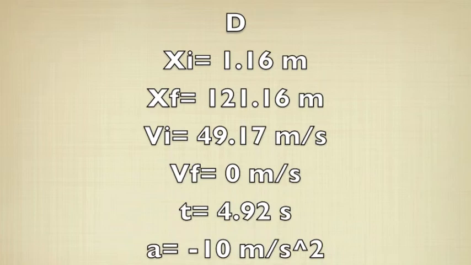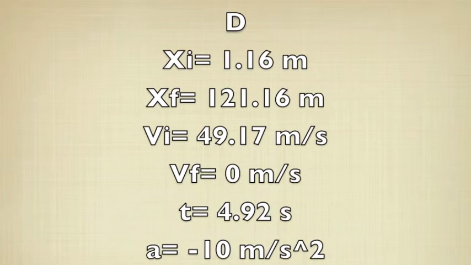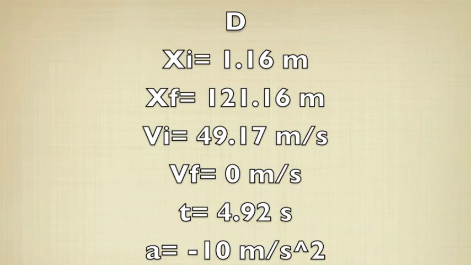We calculated to find that the time was 4.92 seconds, and we already knew that the acceleration was minus 10 meters per second squared. And that is how a certain type of hit, in this case a fly ball, relates to physics and, more importantly, kinematics.